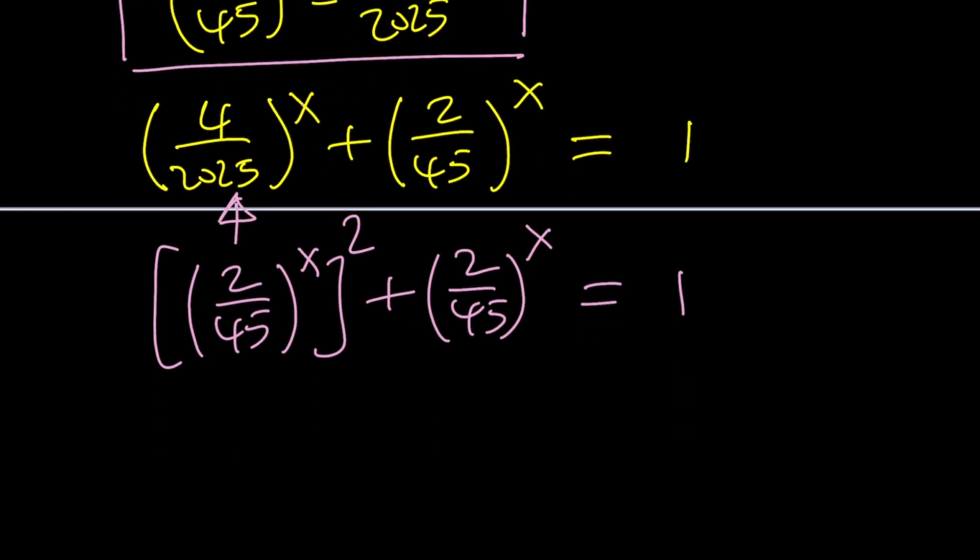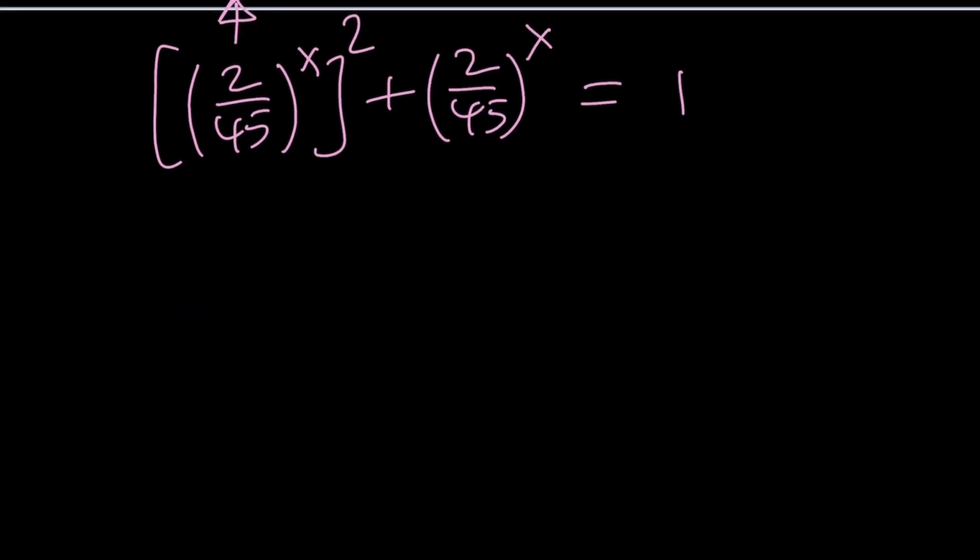Now, we can go ahead and use an awesome method. You know what it's called? It starts with S. Okay, we're not going to play hangman, but let me tell you, it's substitution. So we're going to set 2 over 45 to the power x equal to something. I don't know, maybe t, u. Let's use u. Then this becomes u squared, and guess what?